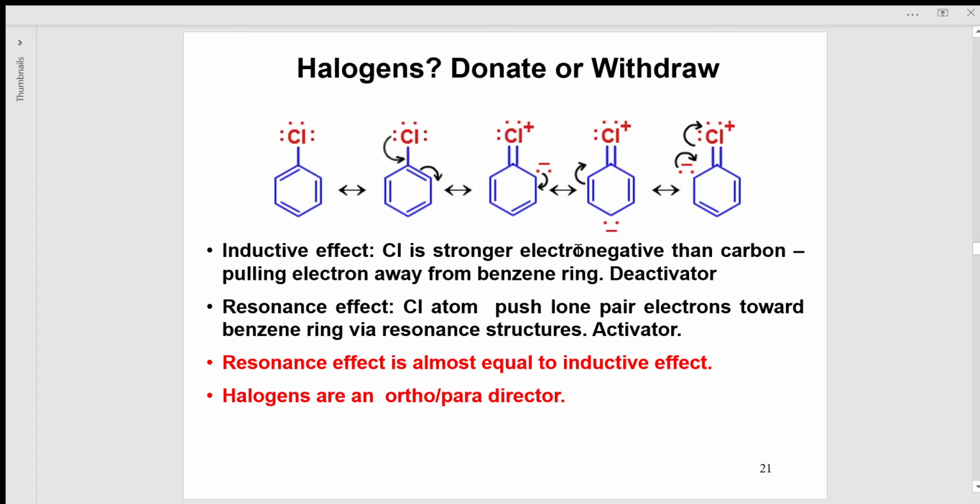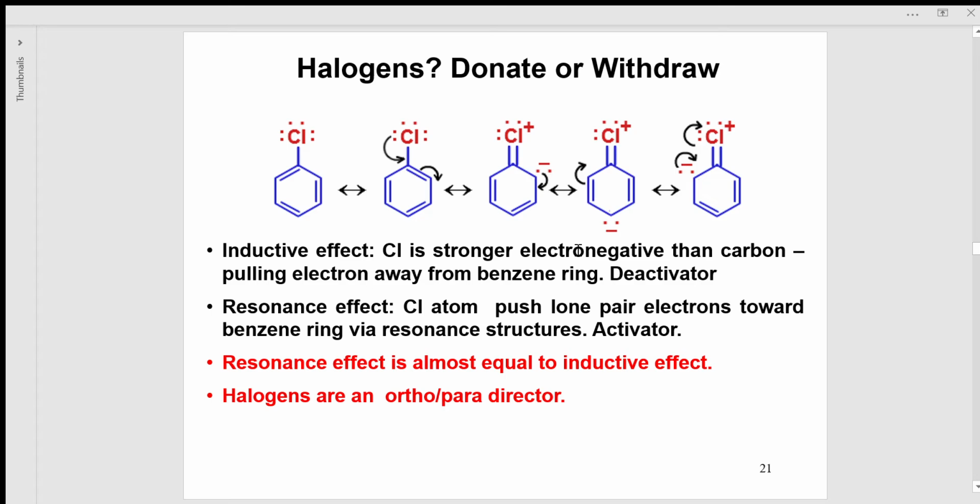Alright, halogens. I don't think you can find these pictures in our textbook. Basically, I draw this resonance structure because halogen is very special. So does a halogen donate or withdraw electrons from the benzene?